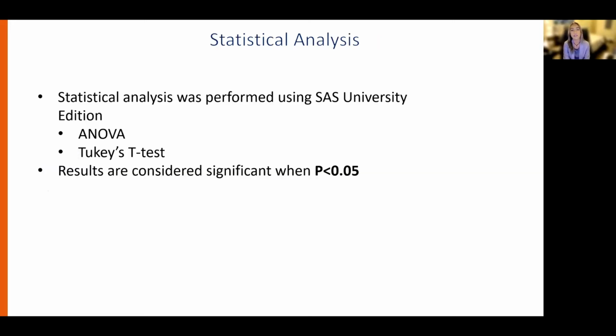For our statistical analysis, it was performed using SAS University Edition. In order to analyze differences between the means, we used a one-way ANOVA, and in order to separate the means, we used a two-sided t-test. The results were considered significant if the p-value was less than 0.05. Now for our results.